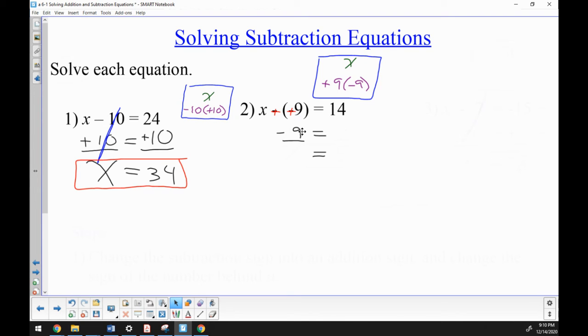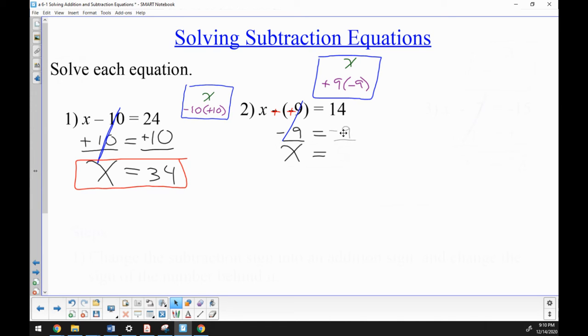They are the same thing. If you learned about keep, change, change, hopefully you remember that. This line is always addition, and I have 9 plus negative 9. They're still inverses. They're still opposites. 9 plus negative 9 is still 0, and x plus 0 is still x. On the right side, because whatever you do to one side, you have to do to the other.